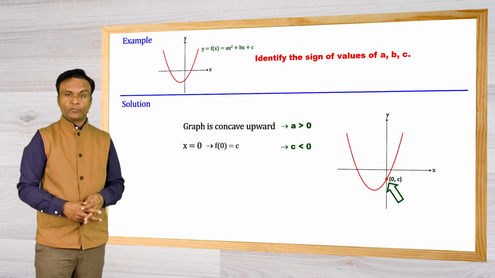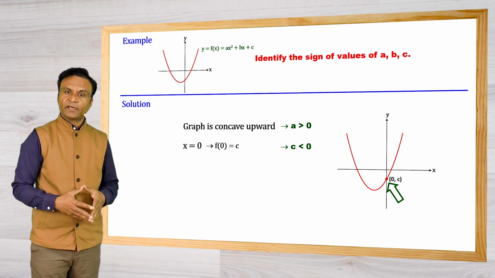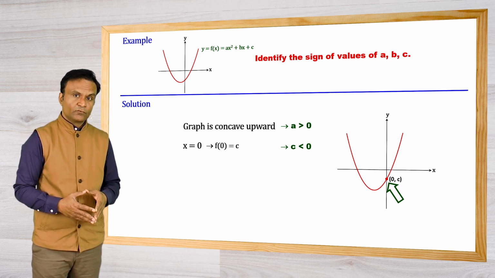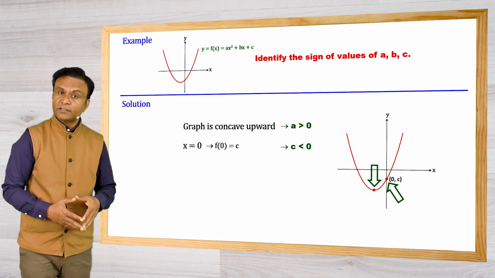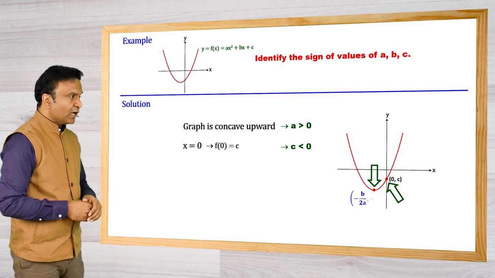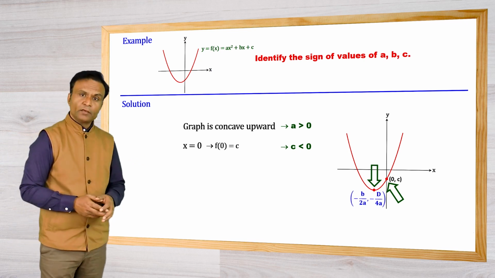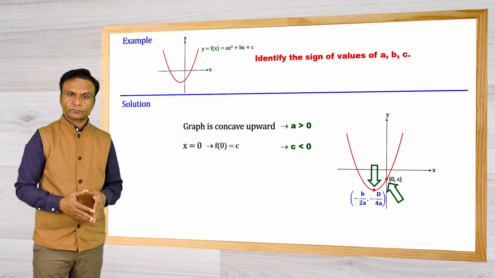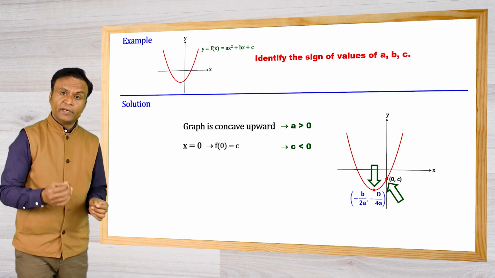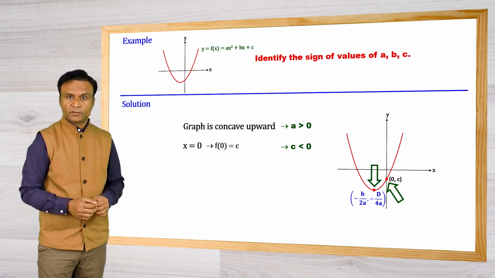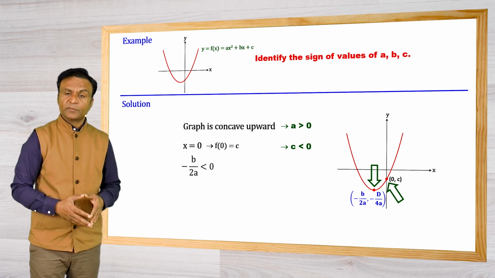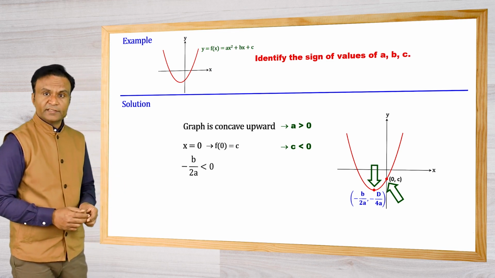Now the value of b. How can you identify this value? For that, our helping hand is the vertex. The coordinates of the vertex are (minus b upon 2a, minus D upon 4a). Now the vertex is lying to the left of the y-axis. So we can say the abscissa of the vertex, minus b upon 2a, is less than 0.